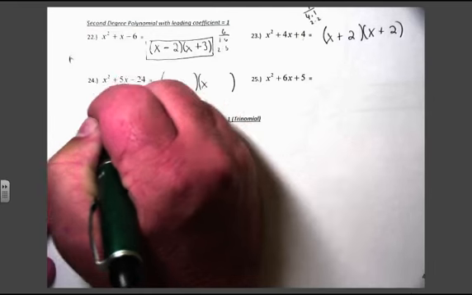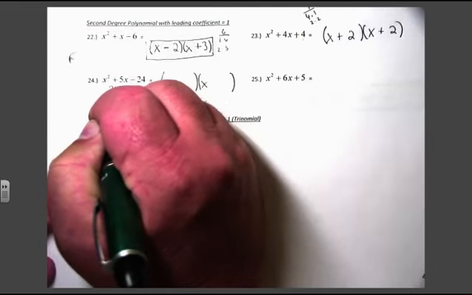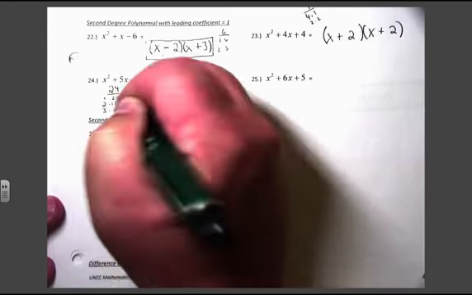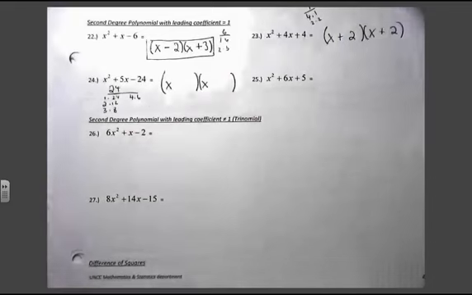Let's see here. 1 and 24. 2 and 12. 3 and 8. 4 and 6. Any more? I think I got them all covered here. So there's lots of factors. So which one is it going to be?